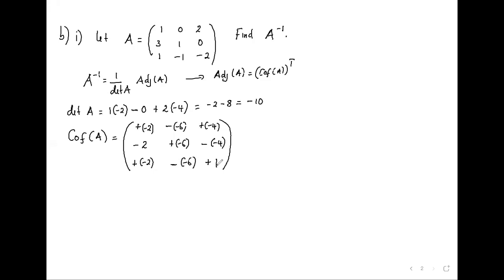And then to get the adjoint matrix of A, we transpose this matrix. To transpose, what were rows will now become columns. So what were rows are now becoming columns. So we have -2, +6, -4, -2.